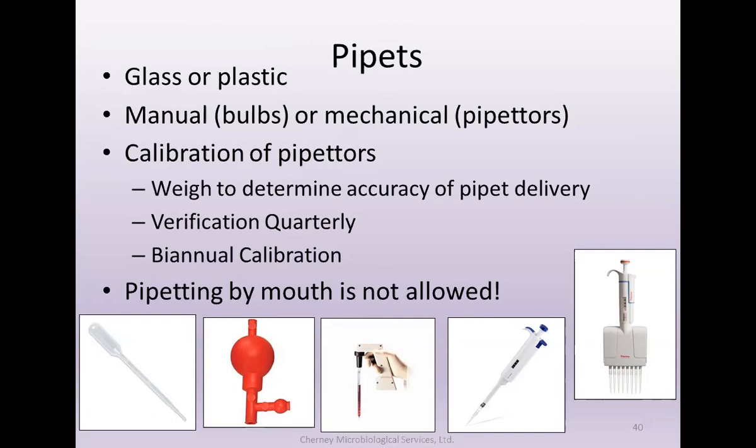Just make sure that you know your measurement of uncertainty and the accuracy of the pipette you're using. So for instance, on the left, that bulb transfer pipette is going to have a greater measurement of uncertainty than, say, the mechanical pipette on the far right side. So just make sure you keep that in mind as well. And of course, there's no pipetting by mouth allowed in the lab.